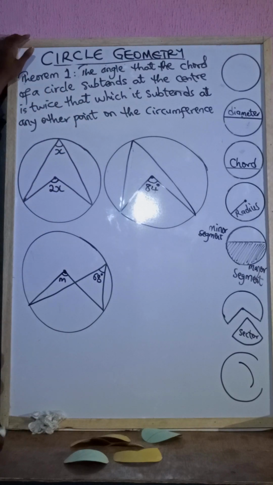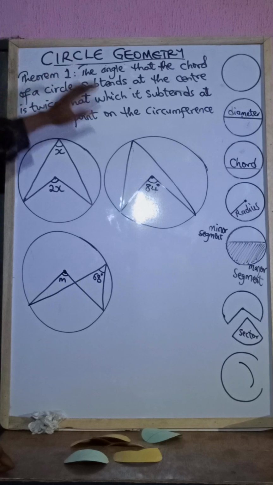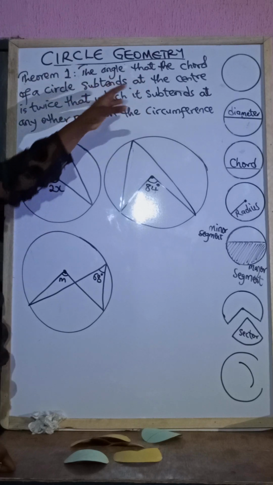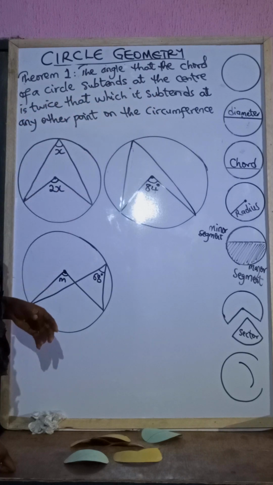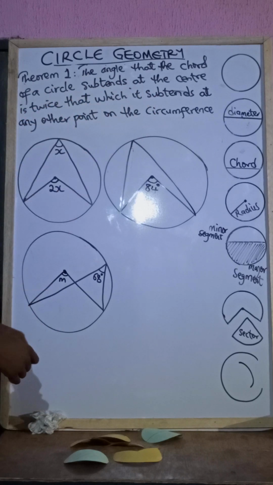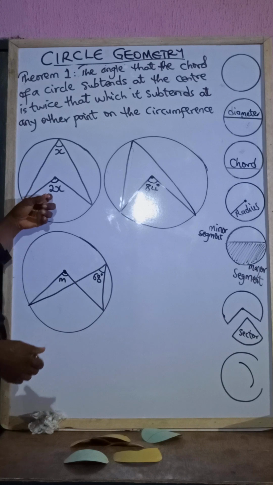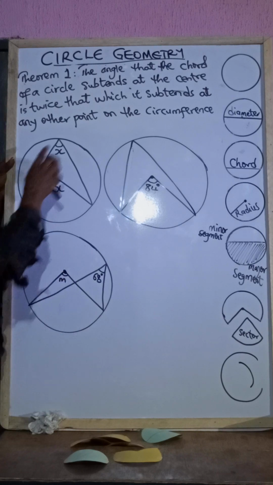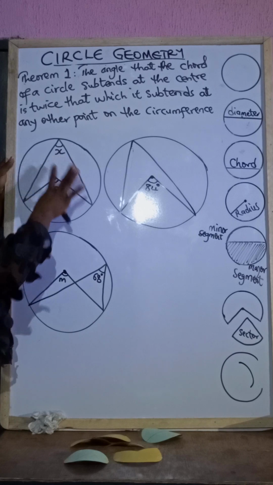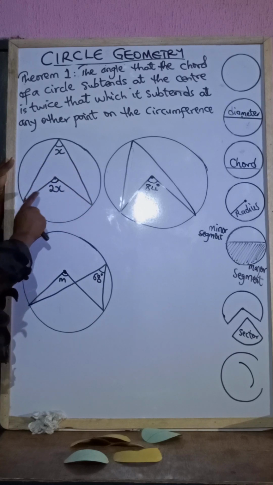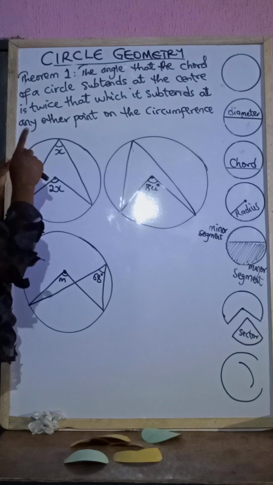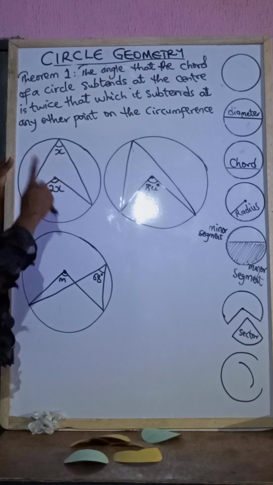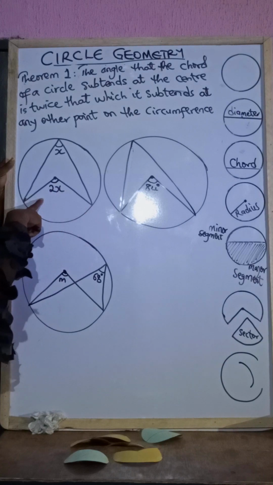So the first theorem we'll be looking at says that the angle that the chord of a circle subtends at the center is twice that which it subtends at any other point on the circumference. I repeat, the angle that the chord of a circle subtends at the center is twice that which it subtends at any other point on the circumference. Just know this and notice that when you have a circle and you have angles within that circle, whichever one is subtended at the center doubles the one that is subtended at any other point on the circumference of that circle, like we have here.